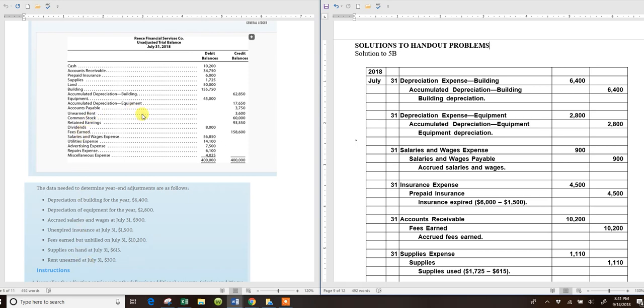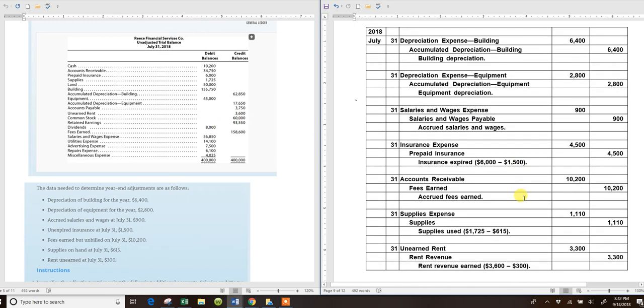So I have unearned rent of $3,600. It says I still haven't earned $300. So that difference is the portion that's earned, the $3,300. So I ask myself, if it's unearned, it becomes earned, so it must be a revenue. Revenues are credits, so I'm going to credit rent revenue, and I need to take it out of unearned rent for the $3,300, so I would debit unearned rent to get this balance down.